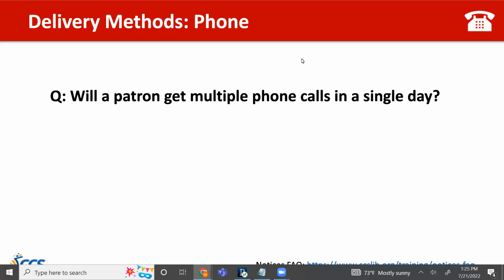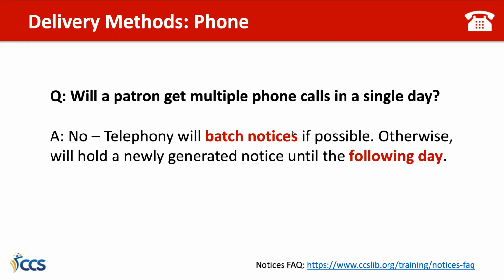So in terms of getting multiple phone calls a day, the answer is no. Telephony for phone notices, a patron will only receive 1 phone call a day. If a patron has multiple phone notices in the queue, those notices will be batched into a single message. For example, if I have an overdue item and a hold trap for me before the phone notices start, I'll receive a single phone call letting me know that I've got an overdue item and a hold to pick up. However, if a second hold traps for me later that afternoon, telephony will wait to call me until the next day, right? So it limits patrons to 1 phone call a day.